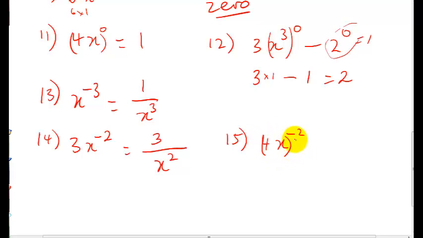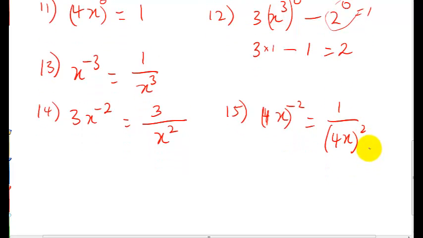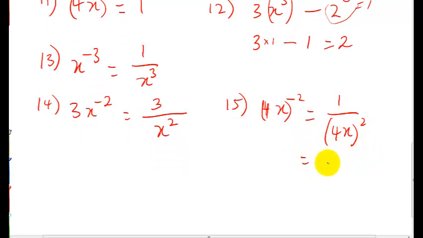is the 4 attached to the negative 2? Yes, that's meant to be a 4. Okay, is the 4 attached to negative 2? Yes, it is. So my answer is 1 over, and then brackets, don't just write 4x squared, it's 1 over 4x all squared, which equals 1 over 16x squared.